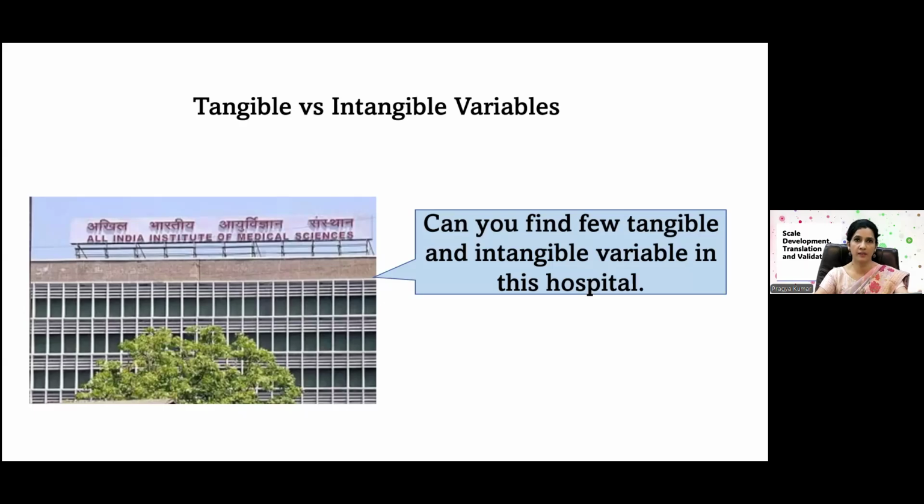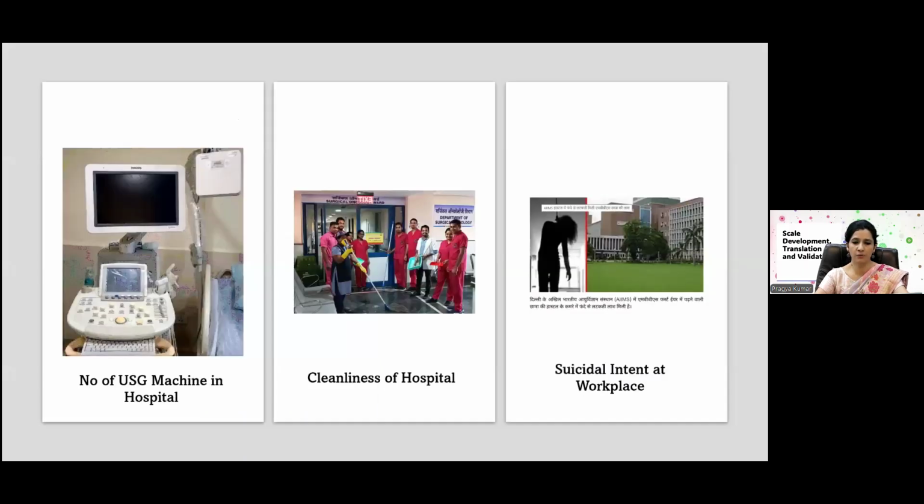So in this, it is AIIMS Delhi, and can you find out a few intangible and a few tangible variables in this hospital? I'll go straight: these are the number of ultrasound machines in the hospital, cleanliness of the hospital, suicidal intent at the workplace. The number of ultrasound machines is a very tangible thing. Even cleanliness you can have indicators for. But if I have to measure suicidal intent at the workplace, that is definitely an intangible variable, which is not very easy to measure, and I cannot measure it directly.